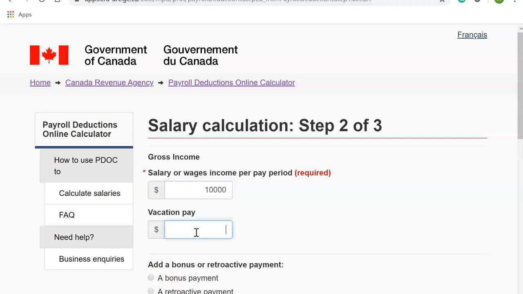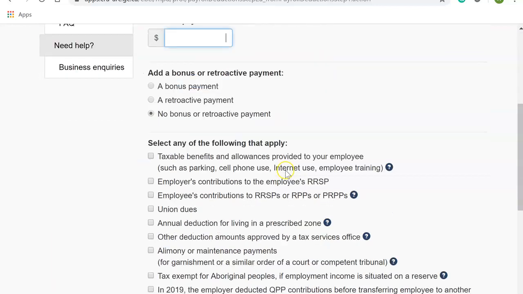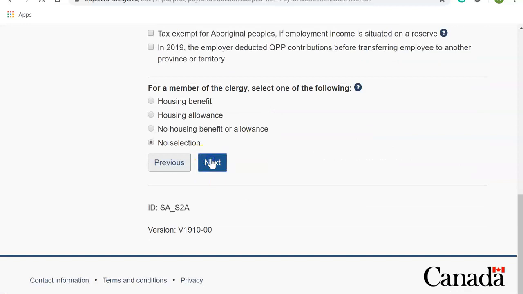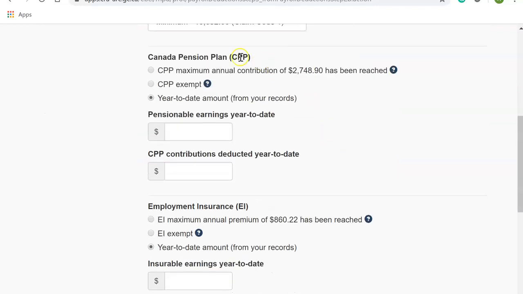I'm not going to include vacation pay, because if they have salary, they get time off in lieu of vacation pay. And this can get more complicated the more stuff you have to take off, so we'll just ignore all of this and click next. And I'm just going to use the minimum claim code for our TD1 form. So this is the minimum amount that they would take off for income taxes. And we'll assume that we still have to pay CPP and we'll still have to pay EI.